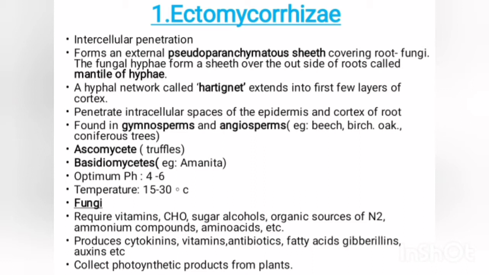This type of mycorrhizae can penetrate intercellular spaces of the epidermis and cortex region of the root, but not the living cells. Ectomycorrhizae are common in gymnosperms and angiosperms. Examples: beech, birch, oak, coniferous trees, etc. Ascomycete and basidiomycete are other examples for the ectomycorrhizae.